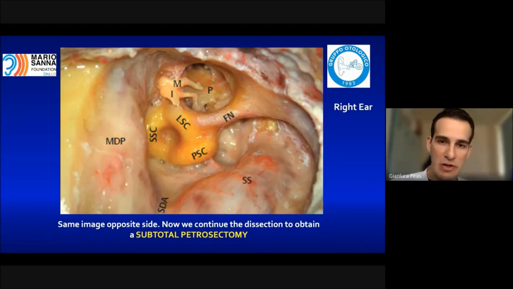What is a subtotal petrosectomy? Subtotal petrosectomy is obliteration of the middle ear. So practically it is a canal wall down tympanoplasty with removal of all the mastoid air cells of the temporal bone, removal of the ossicular chain and obliteration of the cavity with fat and closure of the external auditory canal in a blind sac fashion. First, we were in a left ear, now we move to a right ear. These are newer images, so probably you will understand the anatomy much better.